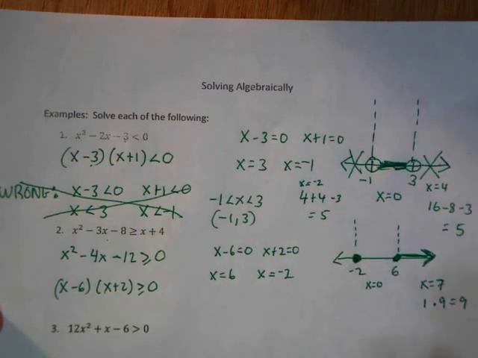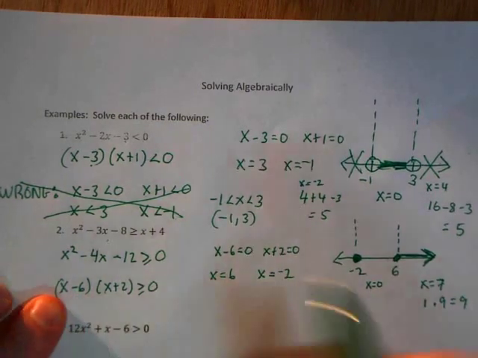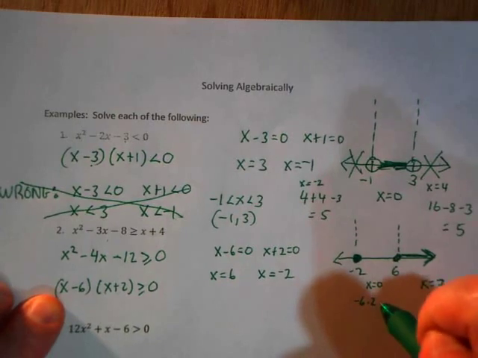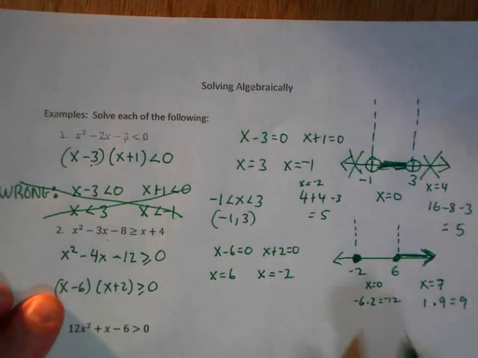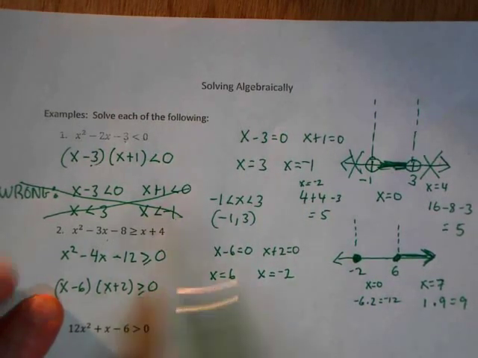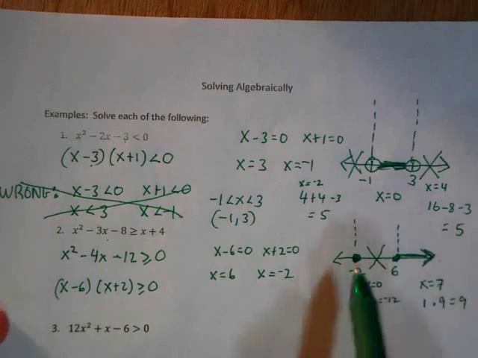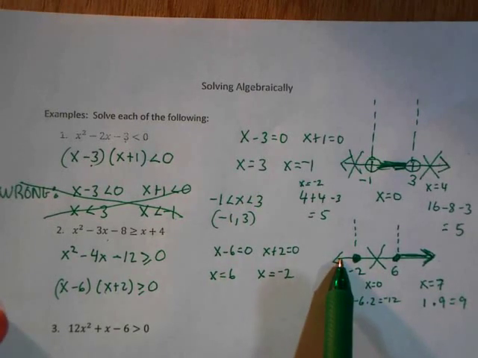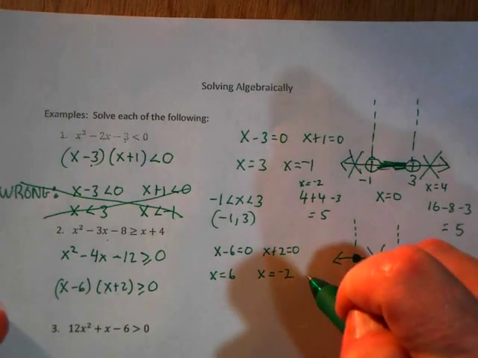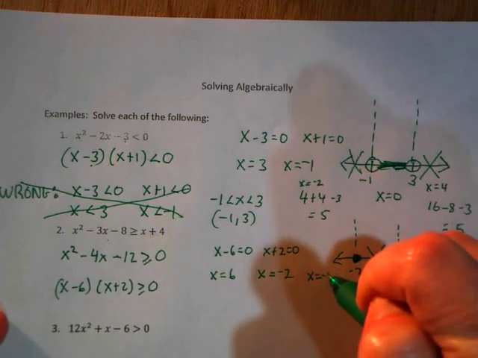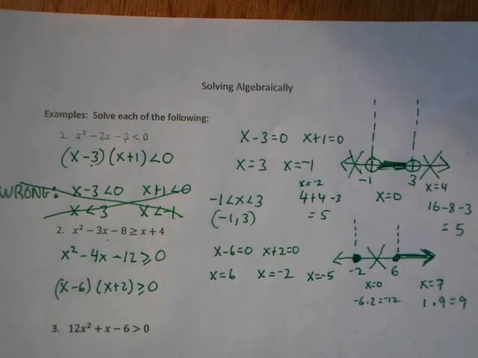X equals 0. If I plug 0 in, I get -6 times 2. That's -12. Is -12 bigger than 0? No. So we cross it off. Finally, favorite number smaller than -2. How about, just to be different, how about x equals -5? You probably pick -3, but like I said, just to be different.